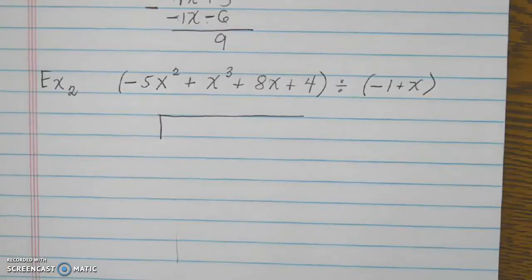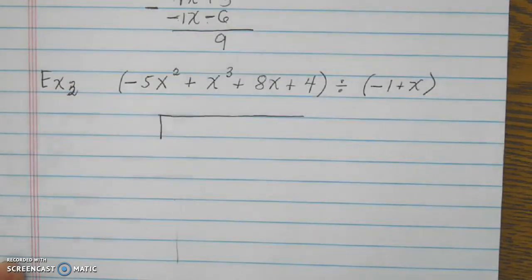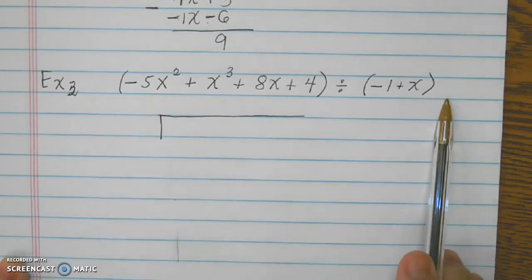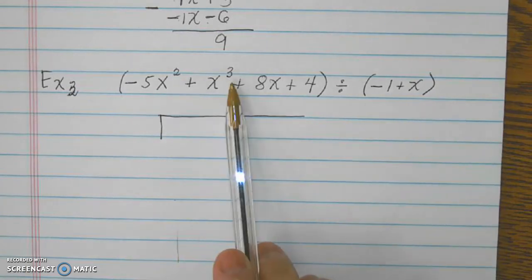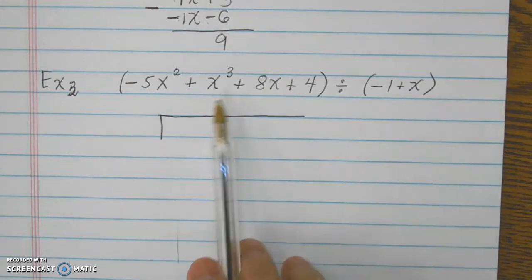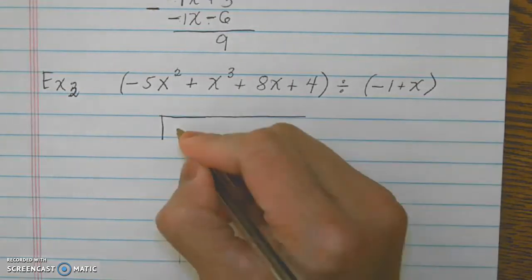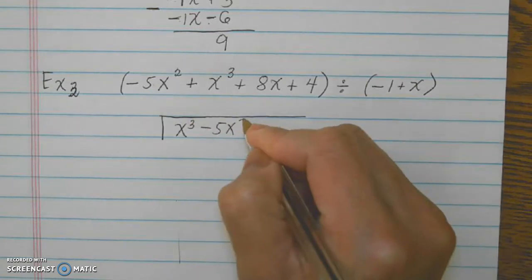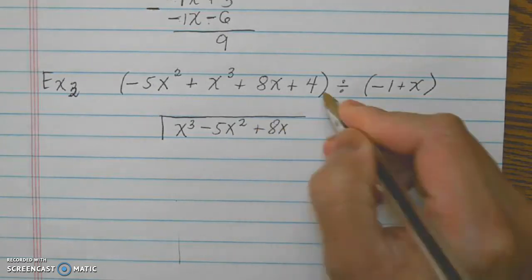Okay, example number 3. We are now going to divide this whole dividend with this divisor. However, as you can see, it's not arranged from the greatest exponent to the least. So this cannot be done. It can only be done if we arrange it. So we're going to arrange it right now. This goes first. This goes next. This goes next. And this goes to the last.